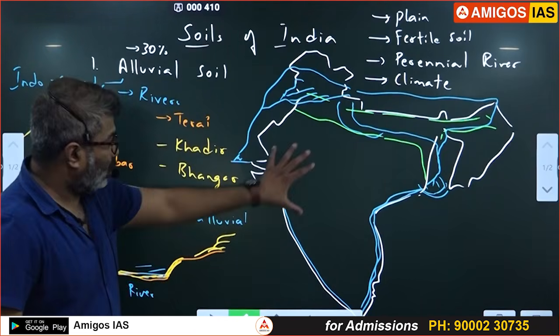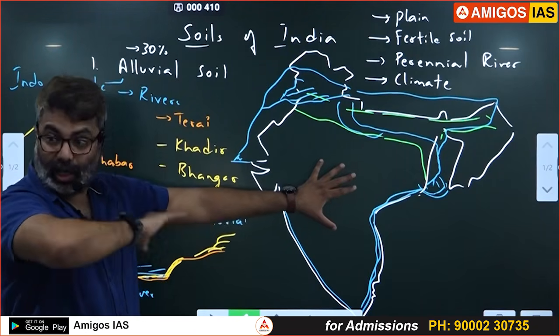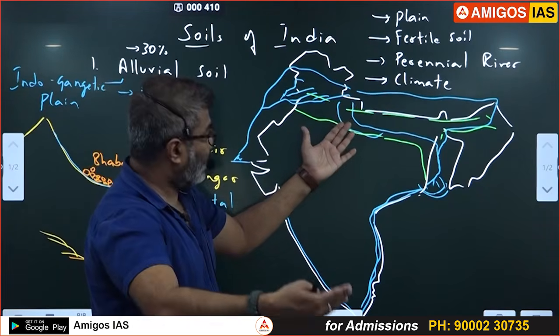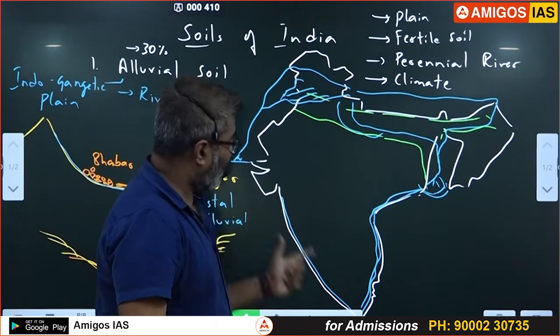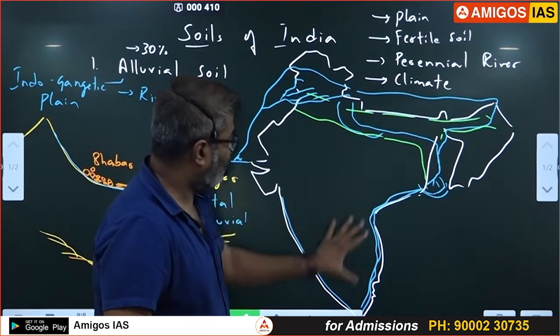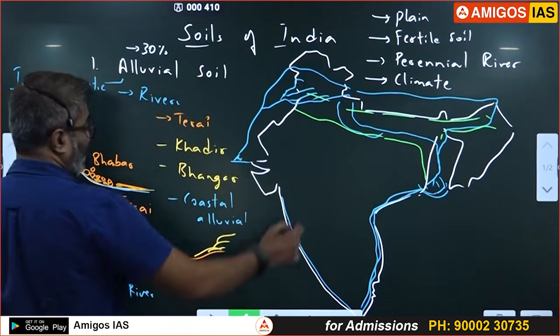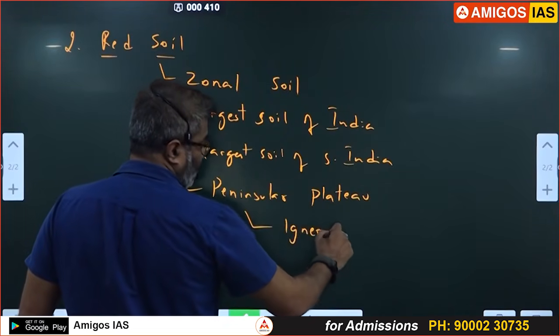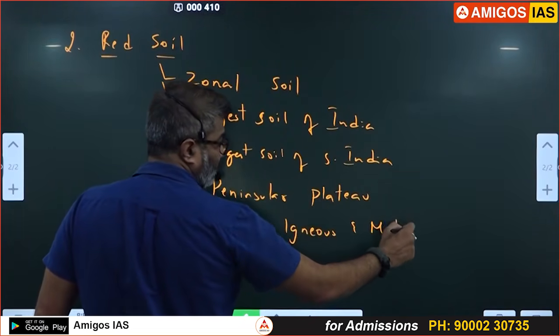The peninsular plateau is the oldest part of India, whereas Himalayas are recent, northern plain is recent. This peninsular plateau is the oldest. I told you, remember, igneous rock, metamorphic rock, all these are here. The peninsular plateau region consists of igneous and metamorphic rocks.